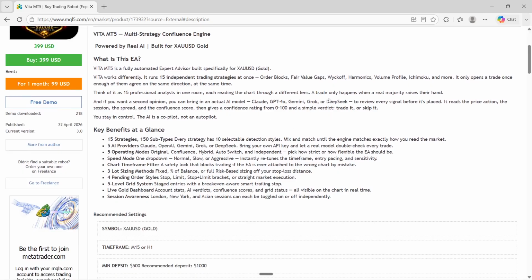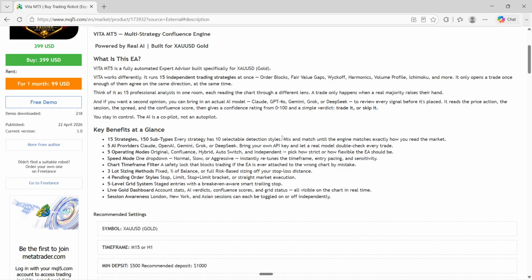You can also activate an optional AI mode that sends every signal to a real external model. It could be Claude, GPT-4o, Gemini, Grok, or DeepSeek for a second opinion. The AI returns a confidence score and a simple trade or skip verdict based on price action, session, spread, and the confluence score. You can see it gives a confidence rating from 0 to 100 and the simple verdict as well.